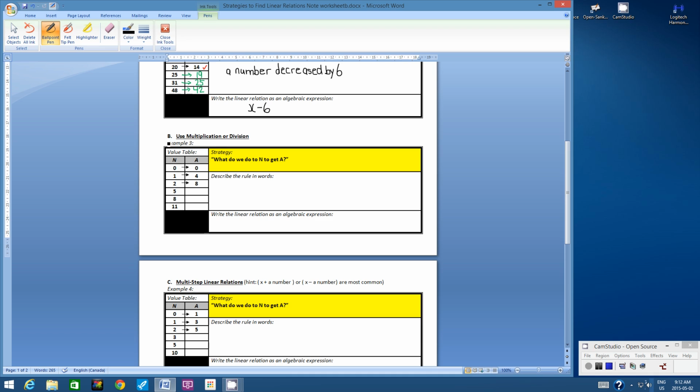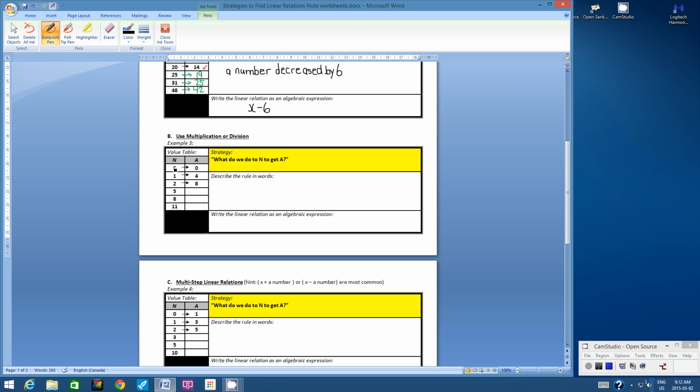So we're going to look at section B, use multiplication or division, but we're going to use the same process that we did in the first two examples. Okay, so let's look at the hint here in yellow. What do we do to n to get a? So again, we have our column headings of n and a back.